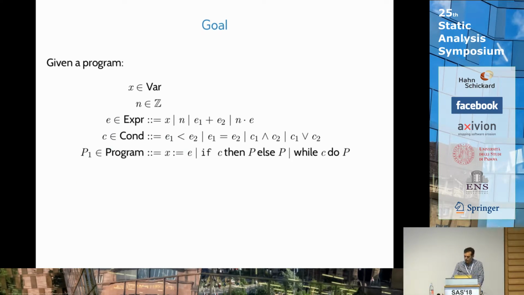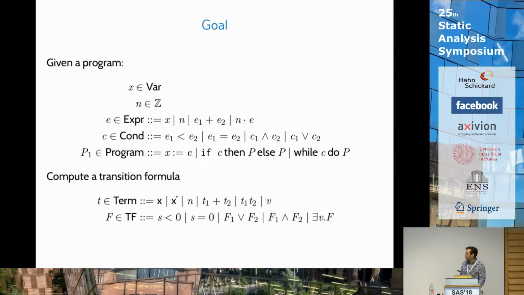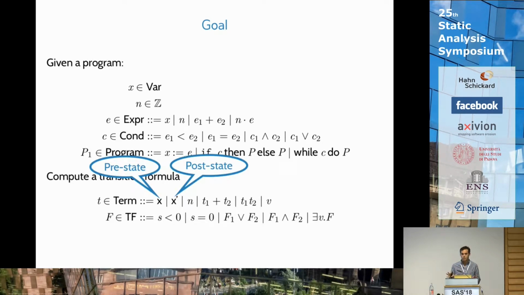All right, so at a high level, what compositional recurrence analysis does is take in a program, say written in this grammar that you don't have to look too carefully at, and compute a transition formula, which is a logical formula here in the theory of nonlinear integer arithmetic that has two distinguished vocabularies representing the pre-state and the post-state. So the unprimed variables represent the values of program variables before executing a computation, and the primed variables represent their values after.